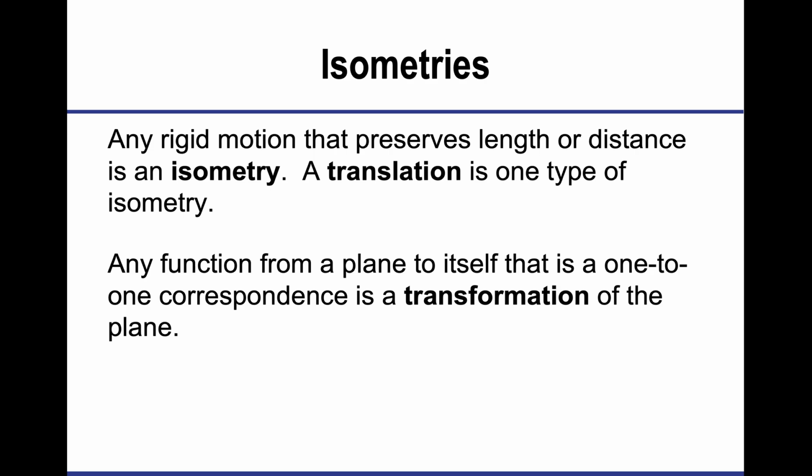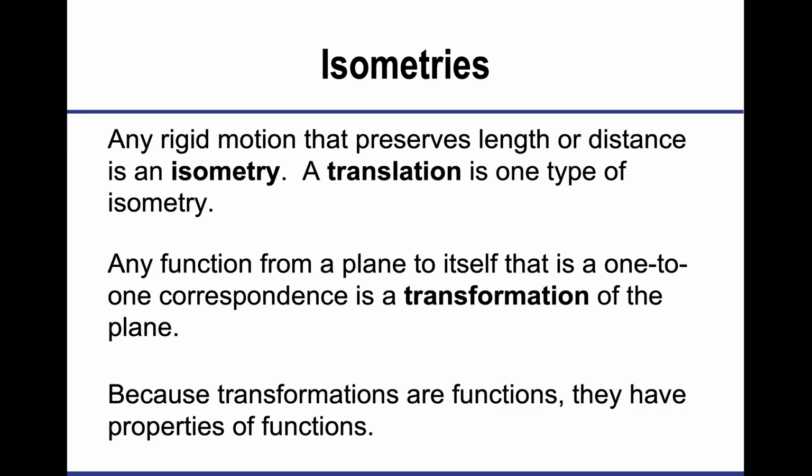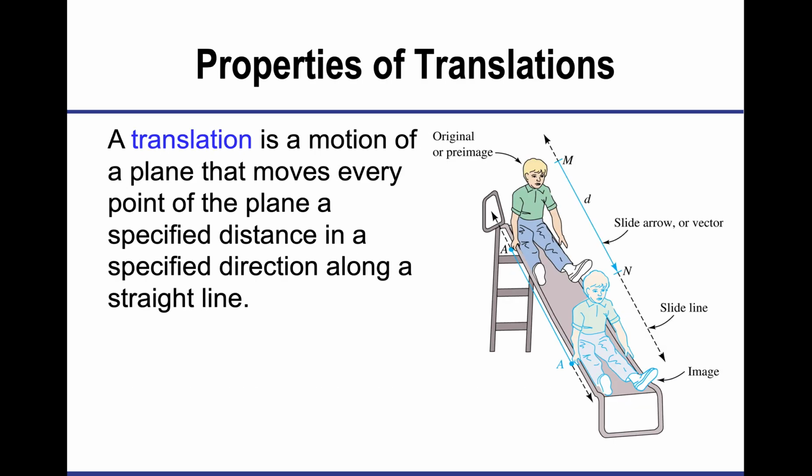Any function in the plane to itself that has a one-to-one correspondence is a transformation. So what does that mean? That means if I'm doing the same thing to every point on the shape, it's a transformation, whether it be reflecting, rotating, any of those things that maps one thing onto another. So if I've moved something in the coordinate plane, I can use a transformation to put it back on top of itself. Because transformations are functions, they have the same properties as functions.